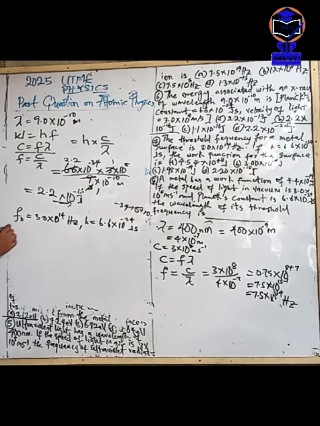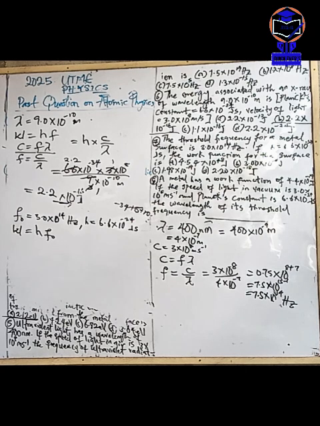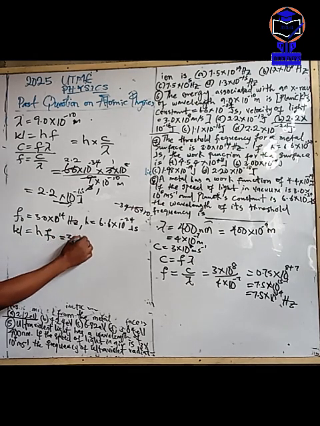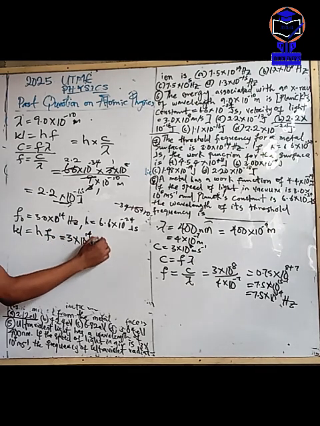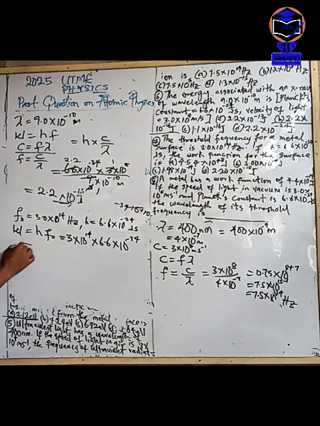Work function. So work function is simply what? Planck constant times threshold frequency, please. So that will be 3 times 10 to the power 14 times 6.6 times 10 to the power minus 34. What a simple question.